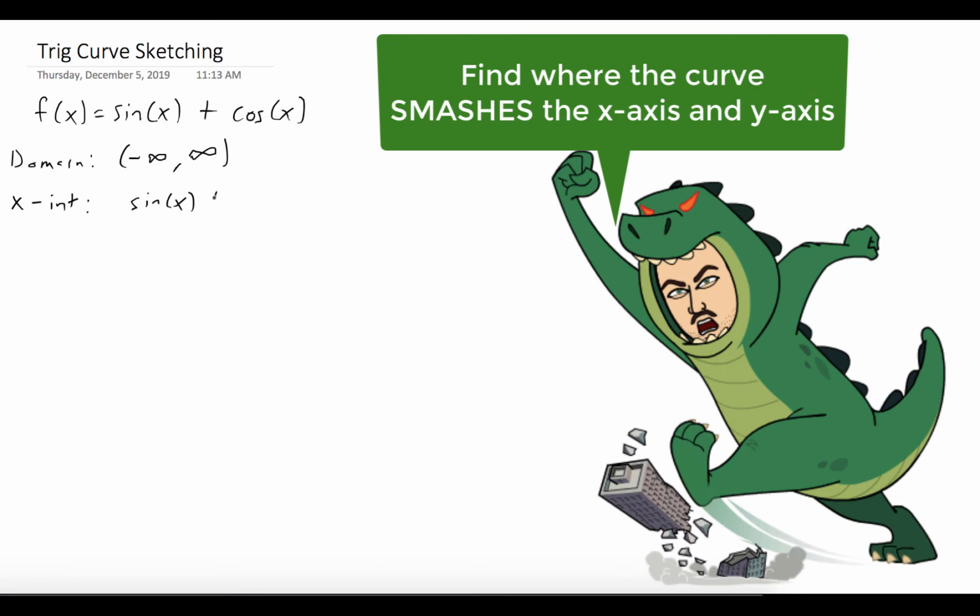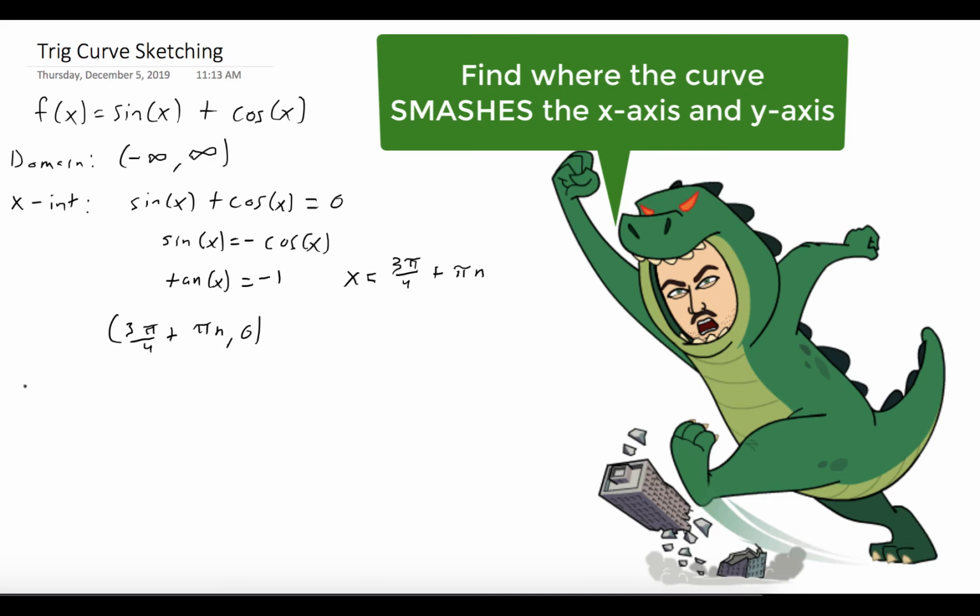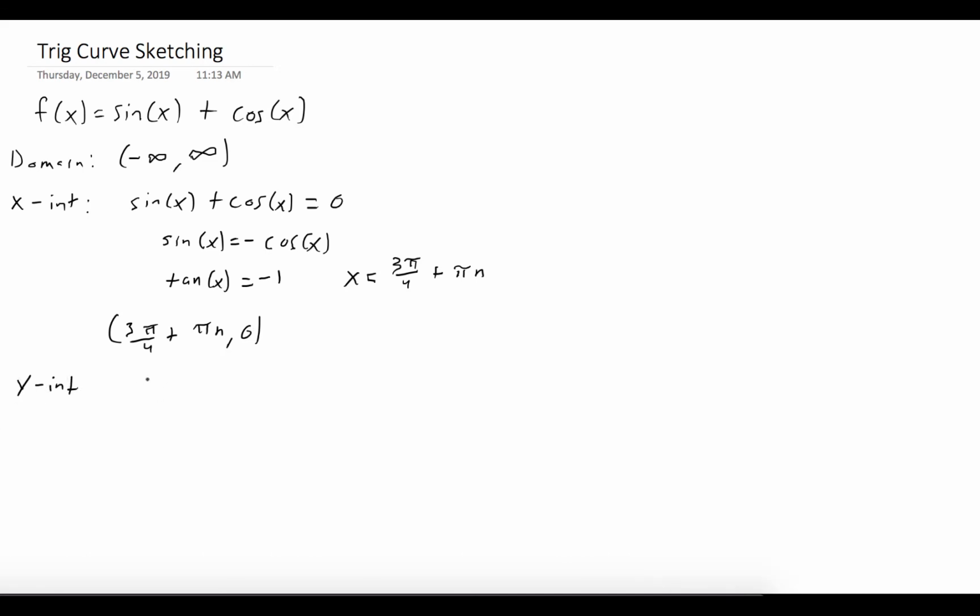So we'll set sine of x plus cosine of x equal to 0. We can rearrange the equation to get tangent of x equals negative 1. So x is equal to 3 pi over 4 plus some integer times pi. The y-intercept, we just substitute x equals 0 and solve, so we get the point 0, 1.